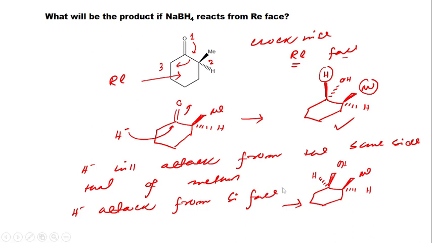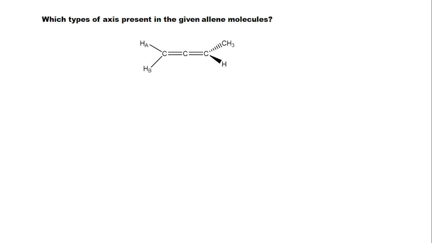This is another problem that's important for competitive exams. In my first classes, I discussed this kind of system, these molecules. So the type of axis present in the given molecule. If you want to see this, first of all, this molecule is achiral. Why is this molecule achiral? These two groups are different, but these groups are the same. So following that logic, it is achiral.